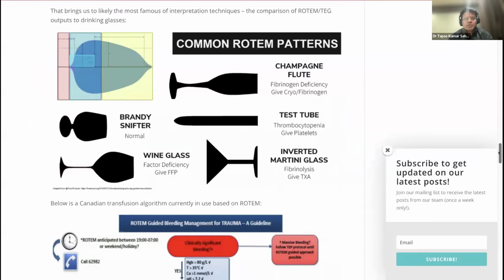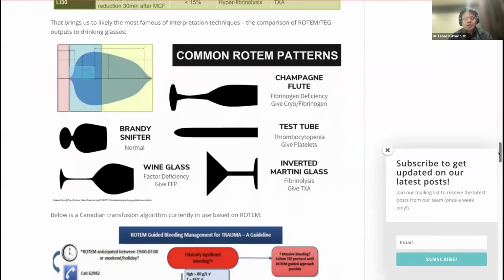Yes, Sanant, you can go through this one and explain if the candidates expect any answers. But I think after your elaborate discussion, the candidates would now be more clear about the structure and how to approach. This is the different champagne bottle, the glass, and how you can guess what is happening. So these are the common ROTEM patterns. This is the brandy snifter, that's the normal format.